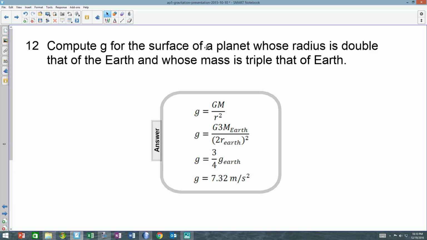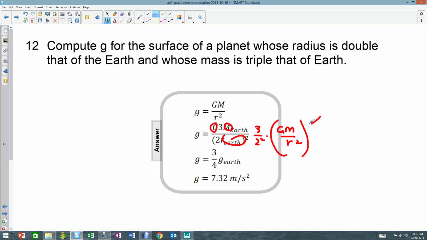If I look at what I have here, I'm going to use red. Look at this. I have G, I have M, and I have r squared. And what does that leave me with? 3 over 2 squared times G M over r squared. Well, what's this? This is equal to the g of the Earth. So then I get 3 divided by 2 squared, which gives me 3/4 g.